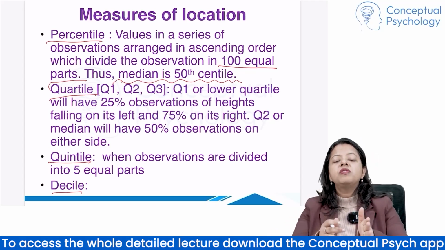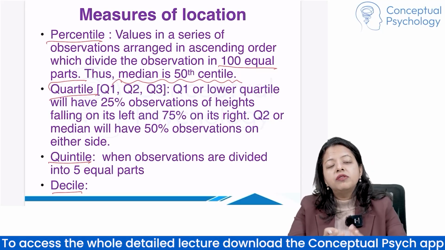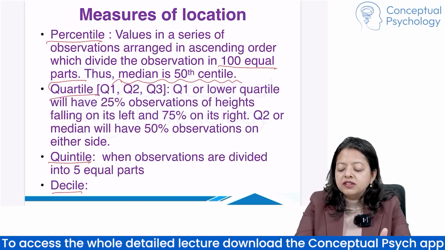Here the middlemost value, like we have arranged the data in ascending order and we have divided it into 100 equal parts. Let us say this is your data. We have divided it in 100 equal parts. So the middlemost part, which should be the 50th centile, is your median because it lies in the middle of the observations.